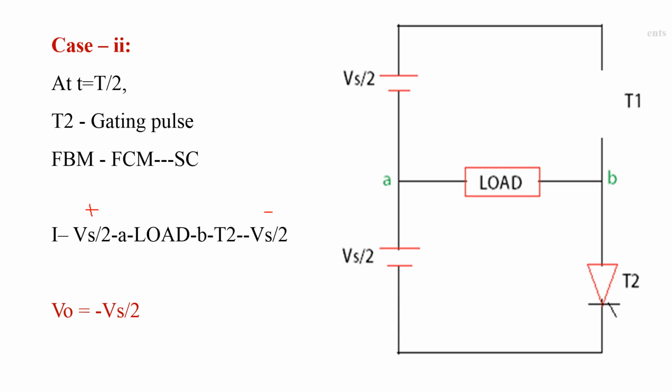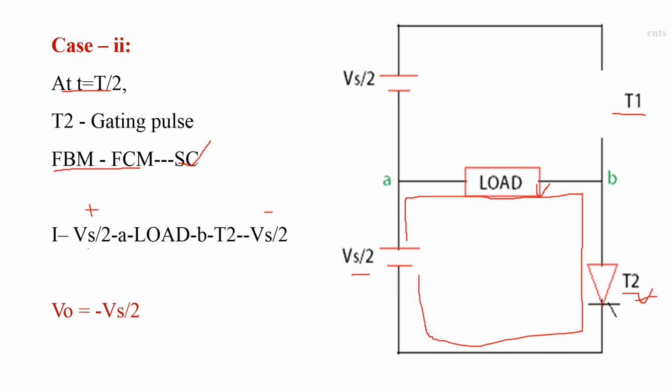Coming to the second case, that is at t equal to T by 2, by using forced commutation, turn off thyristor T1 and apply the gating pulse to thyristor T2. Due to the application of the gating pulse, thyristor T2 comes from forward blocking mode to forward conducting mode and it acts as a short circuit. Due to the conduction of thyristor T2, there is a path for current from source to load in the direction of Vs by 2 plus to terminal A, load, terminal B, T2 and Vs by 2 minus, that is nothing but in this direction.